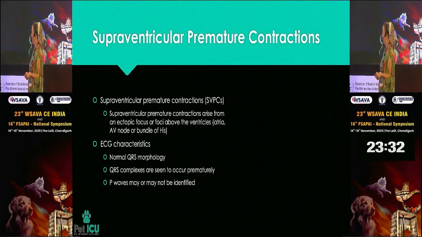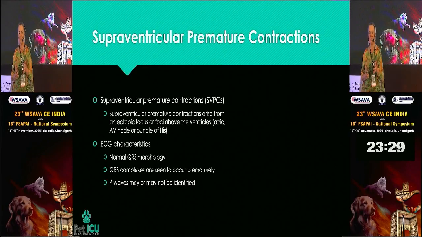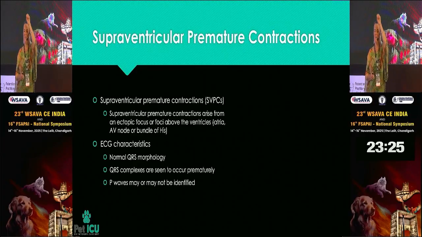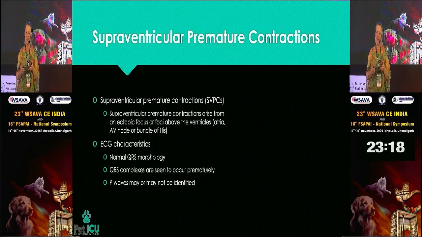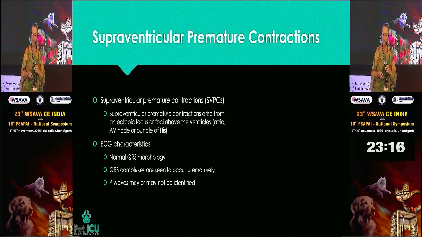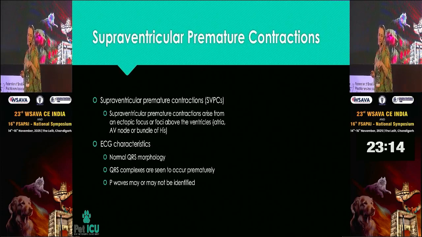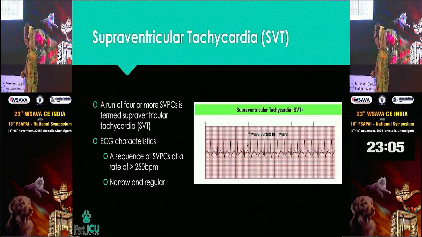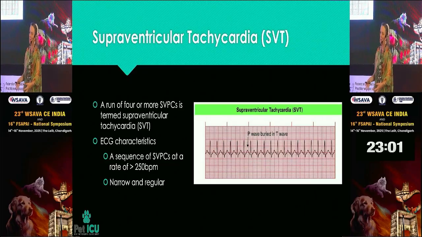So a supraventricular premature complex means it's above the ventricles, and it's happening too soon. It's a premature contraction, and it's above the ventricles, so the atria has little bits going off. They've got normal QRSs, and they just happen too soon. You may or may not see a P wave. If you get a heap of these together, it's what we call SVT.